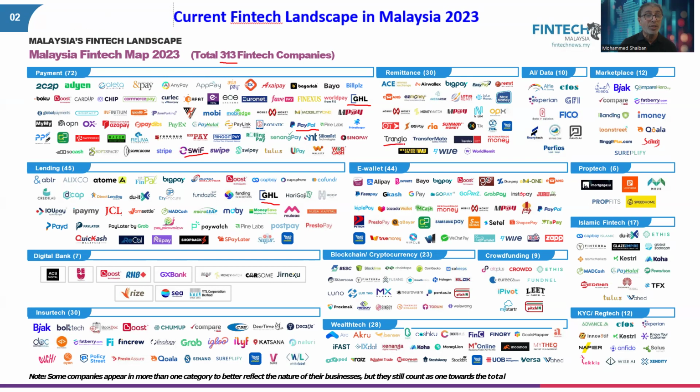This is also another good company. So we will have all of those. Of course, GrabPay and Touch 'n Go are all here. So you have something under payment, under remittance, under AI and data, marketplace, lending, e-wallets. All these wallets are actually here. You also find PayPal here. You will find the most famous one in Malaysia also working here, which is Grab.